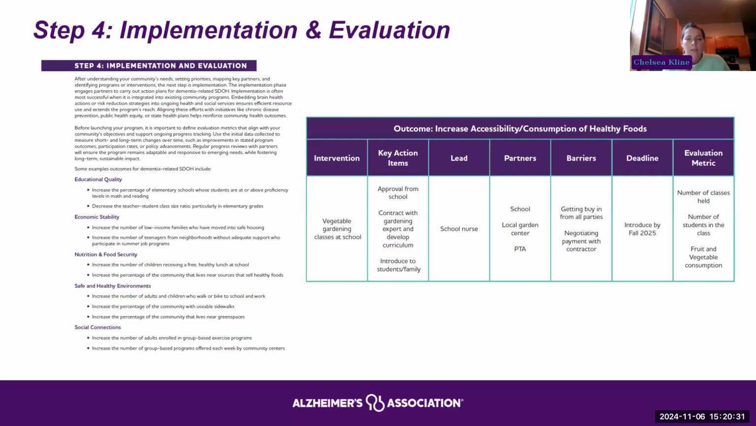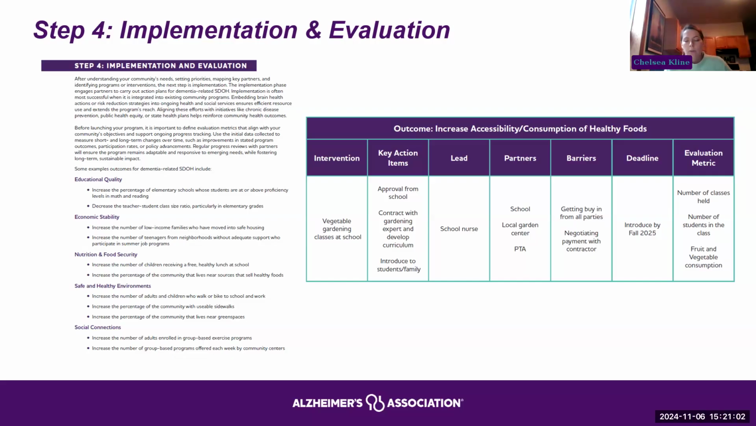We also have this helpful action planning guide, which allows you to map out what is the intervention, what are some of those key action items that you should take, who is the lead in your community that will help make this happen, who are some of those partners that you should be engaging with, what are potential barriers that will need to be overcome in implementing this intervention. What does your timeline look like, those key deadlines, and then what are your evaluation metrics?